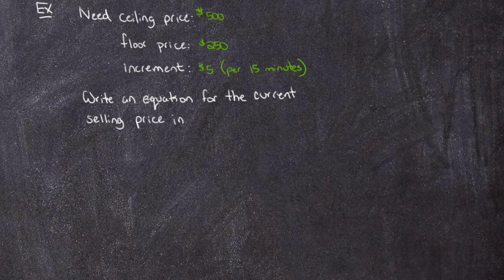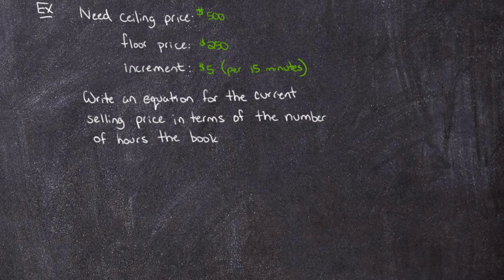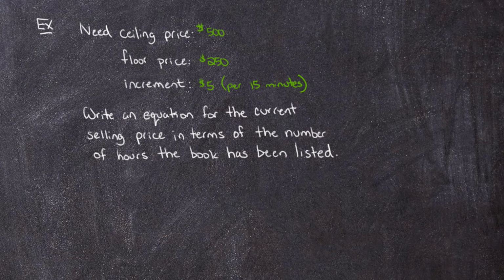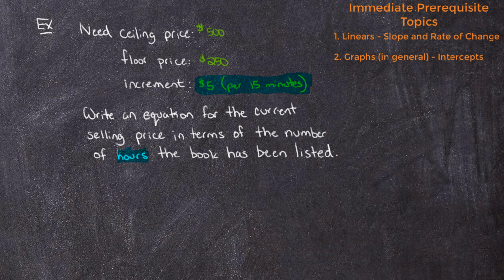Write an equation for the current selling price of the book in terms of the number of hours that the book has been listed. Before we delve into this problem, notice the unit difference between what we were given and what we are asked. We were given that the price drops by $5 every 15 minutes, but we were asked to state the price in terms of the number of hours that have passed. This means we need to convert all time units into hours. Well, this is a simple conversion. $5 for every 15 minutes means $20 for every hour.